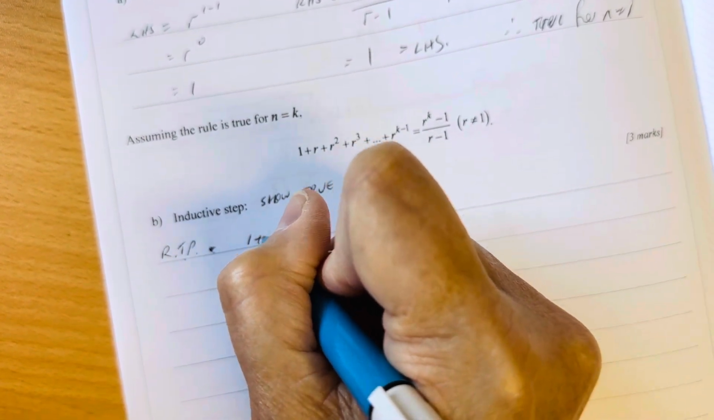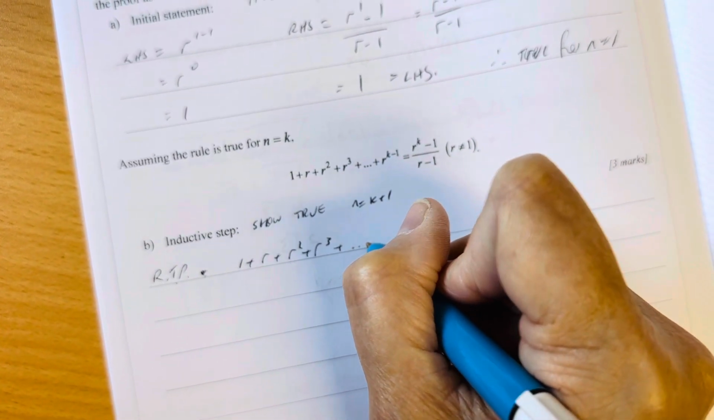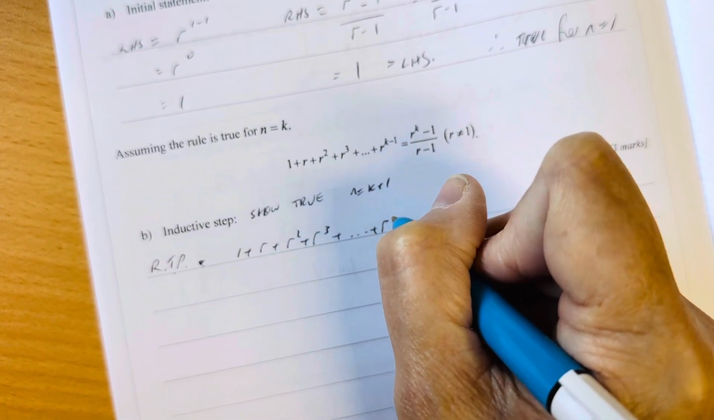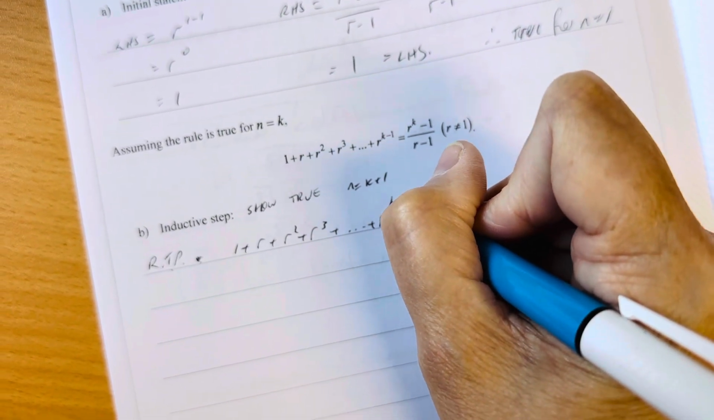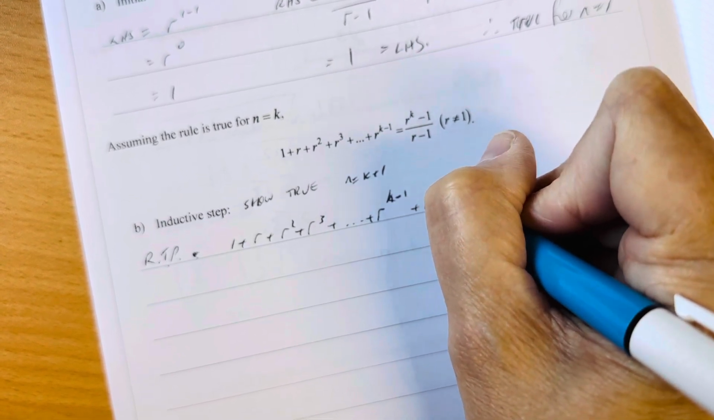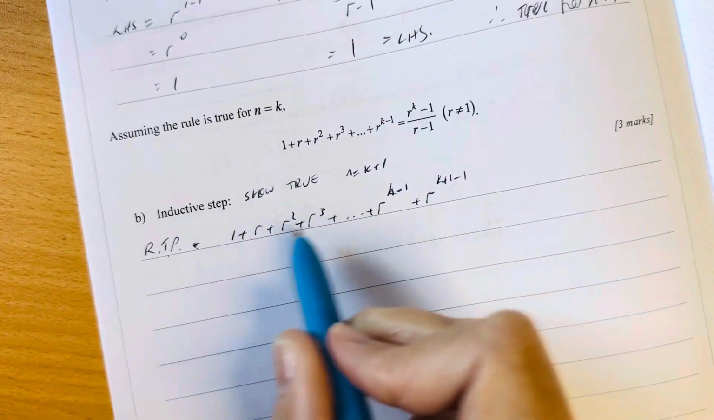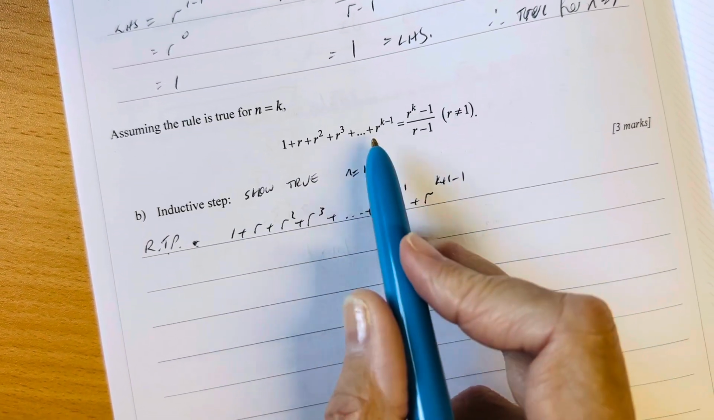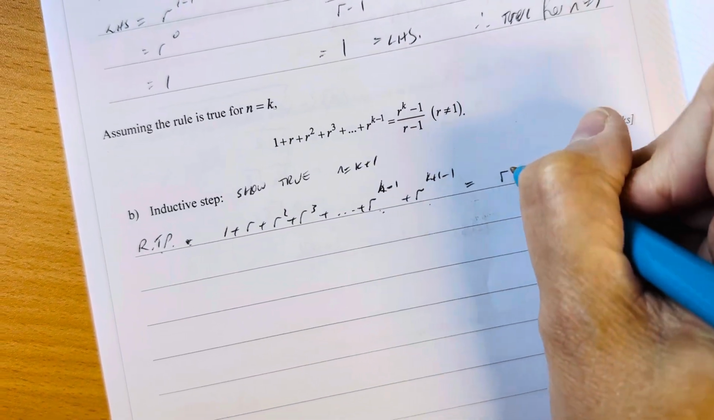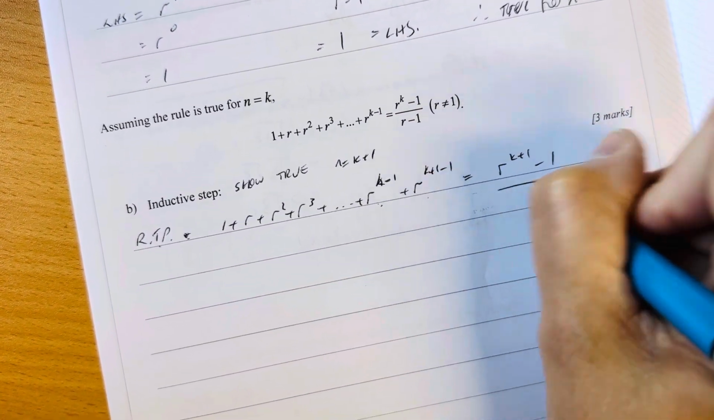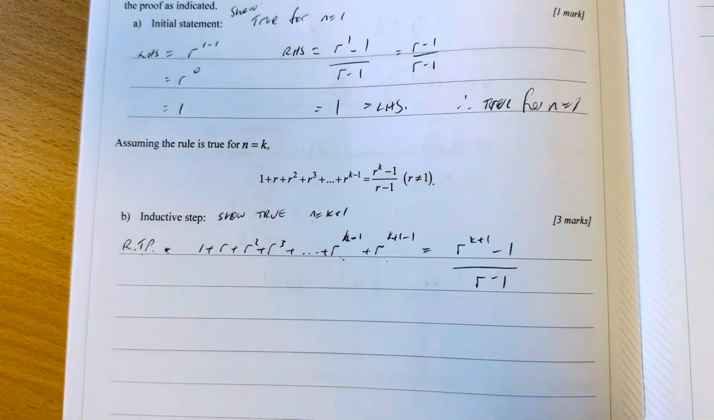Our required to prove is 1 plus r squared plus r cubed plus dot dot dot plus r to the k minus 1, plus r to the k plus 1 minus 1. So we've got to go all the way up. That's the kth term, as indicated there. Then we've got to go to the k plus 1th. And that equals r to the k plus 1 minus 1 over r minus 1. That's what we're going to show.